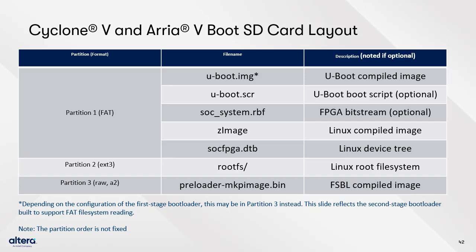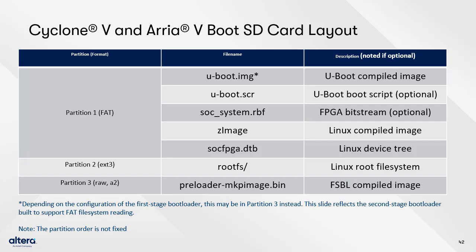2 of these partitions use normal file systems. Partition 1 uses a FAT file system, which is a traditional Windows file system. Partition 2 uses an ext3 file system, which is a traditional Linux file system. Partition 3 is a raw partition, which means it is read like raw bits. It has the type A2, which is really an arbitrary name we chose, but we use the name for uniformity. The next slide will talk about creating these partitions.